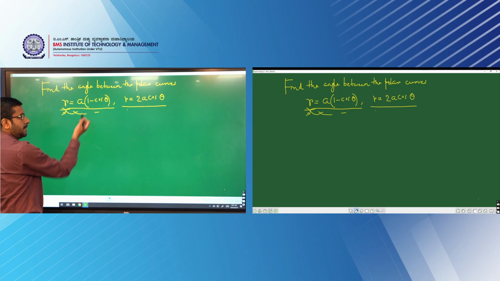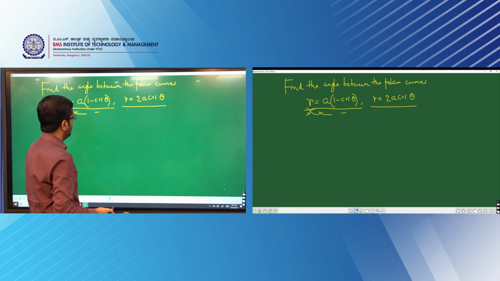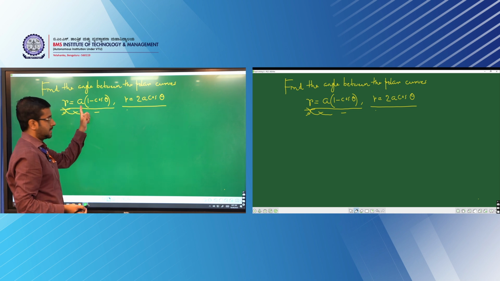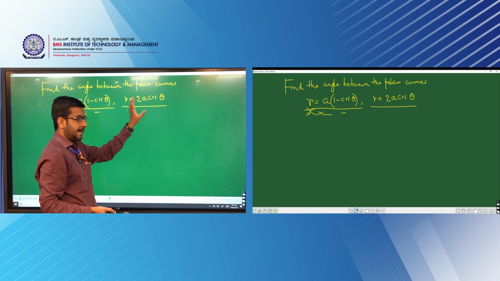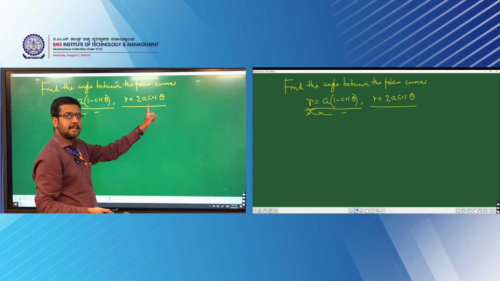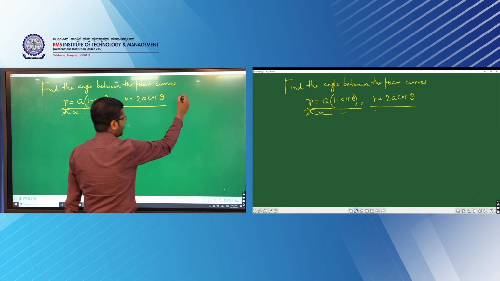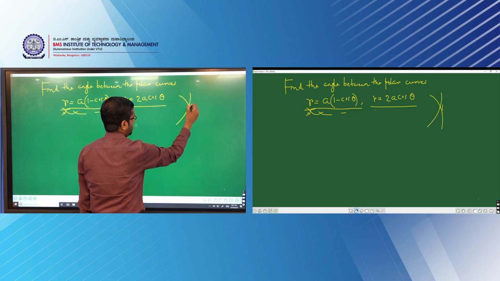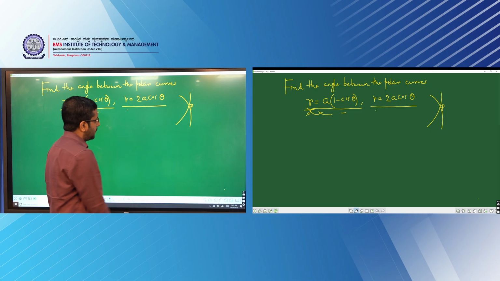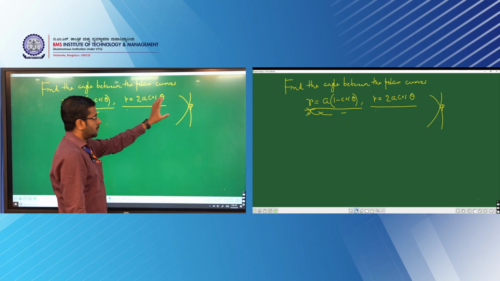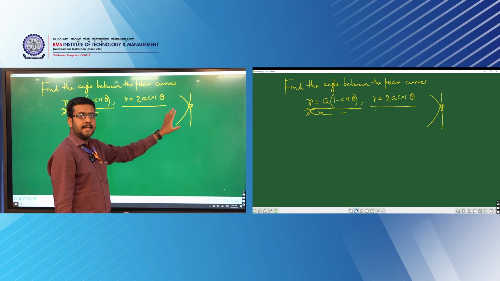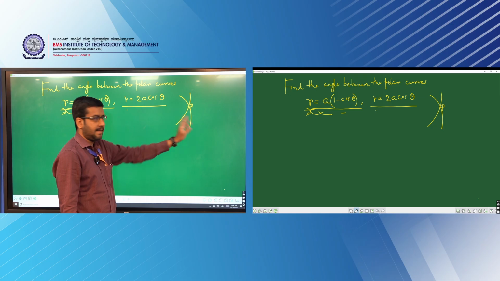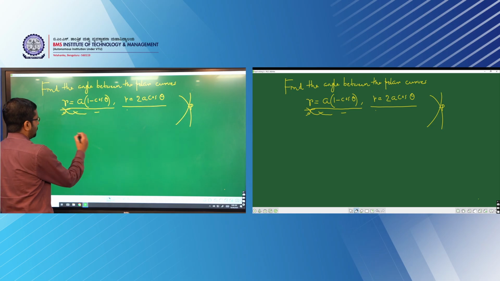How to find the angle between these two polar curves? What we need to find is the angle between the radius vector and the tangent at the point of intersection. Suppose these two polar curves are intersecting at a particular point, say point P. We can draw the tangent at point P. So two tangents we will get. We will separately find the angle between the radius vector and one tangent, and then the angle between the radius vector and the other tangent. Now let me check how to find this.